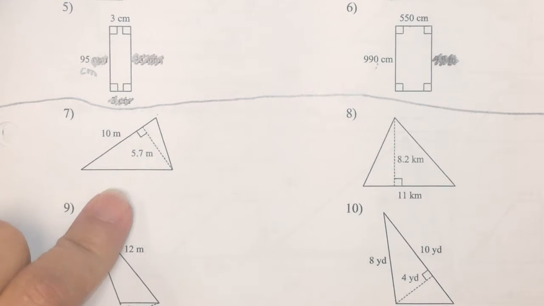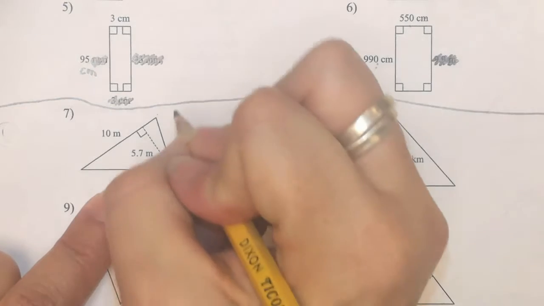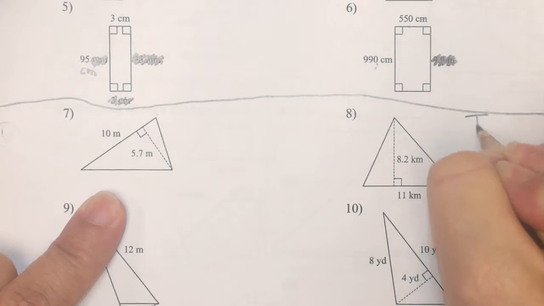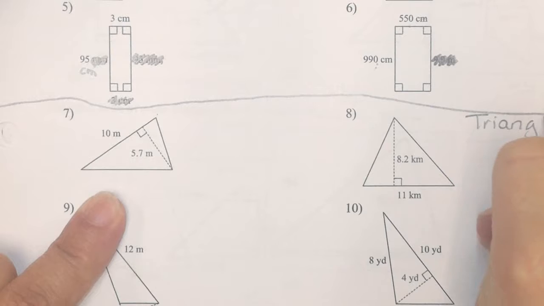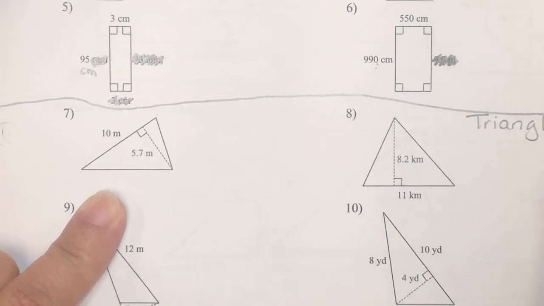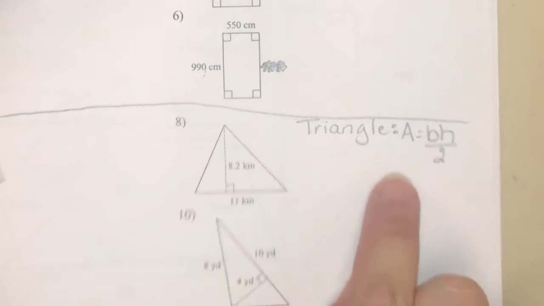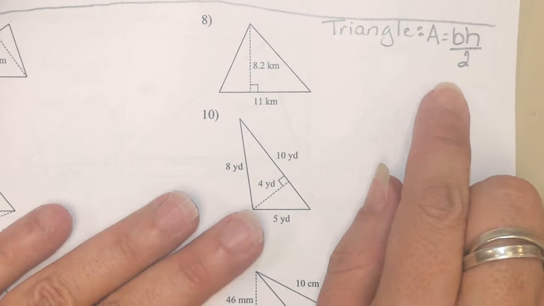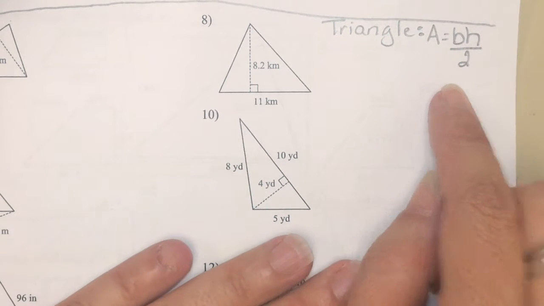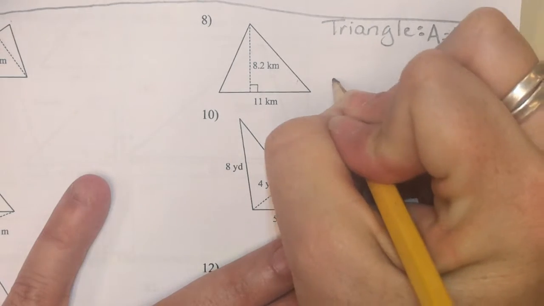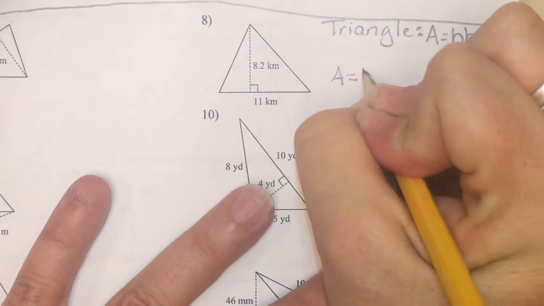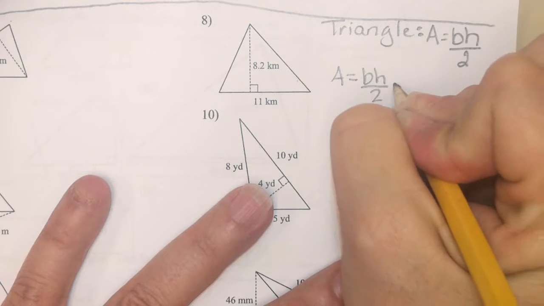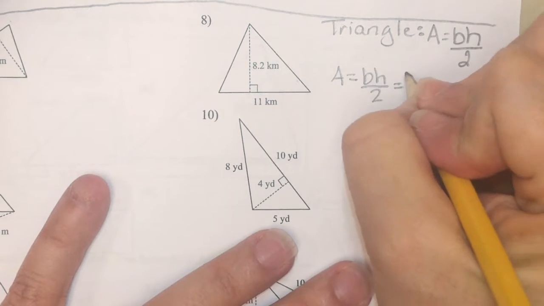Okay, now let's talk triangles. Here we go. The triangle formula is area equals base times height divided by 2. Listen. Make sure you divide by 2. Okay? Base and height. Here we go. If I'm doing this one, write the formula, then fill it in.